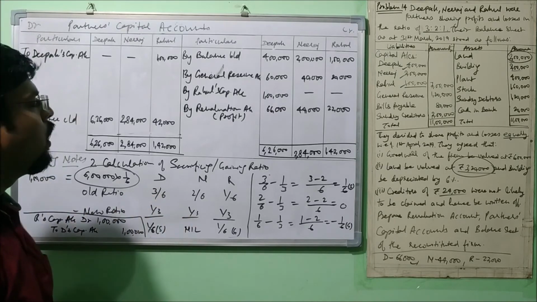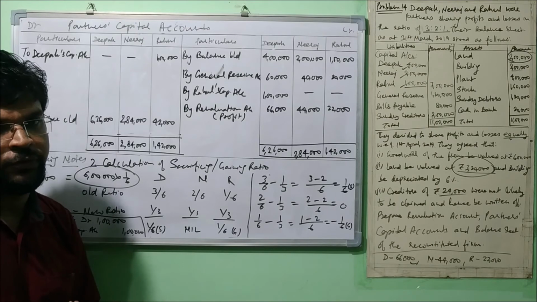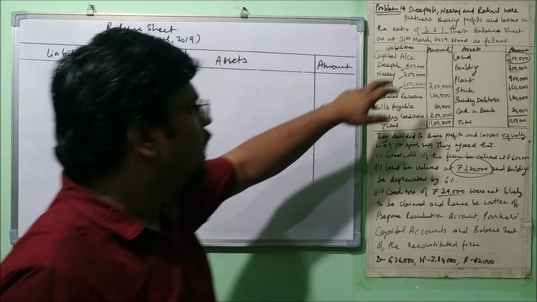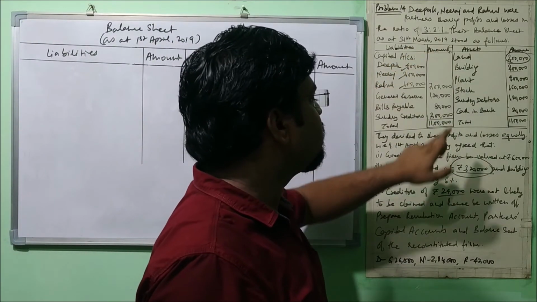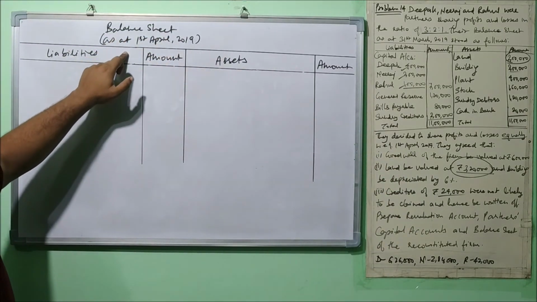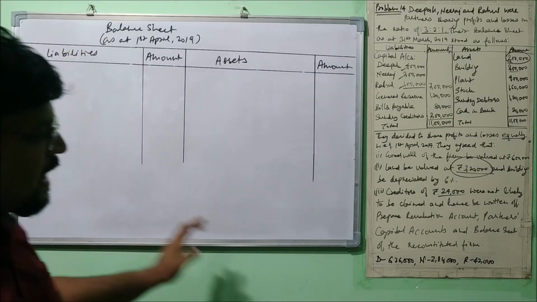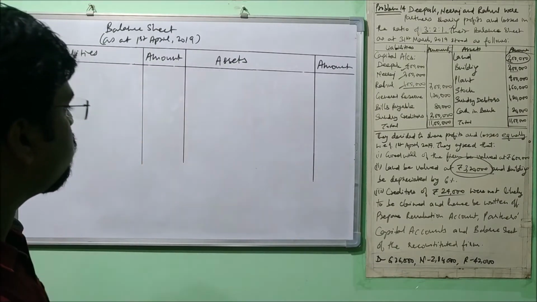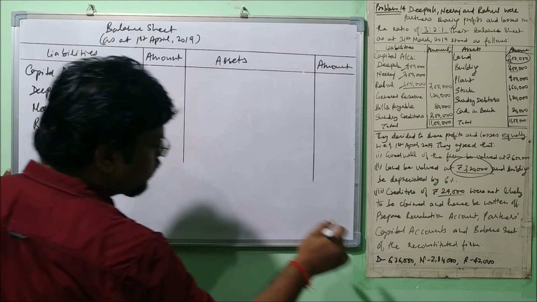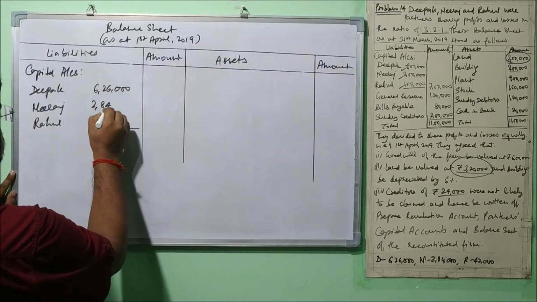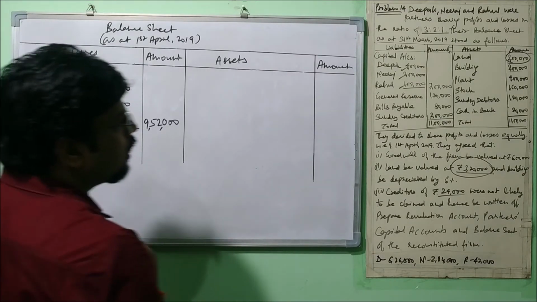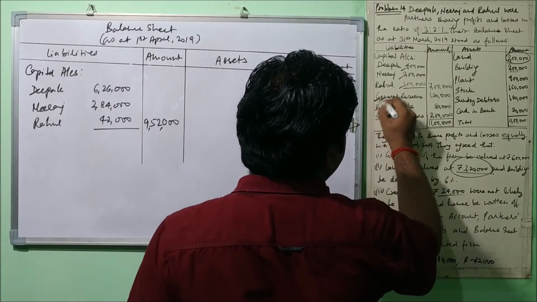Okay. So after all this, we are going to prepare the new balance sheet. Fine. So now let's prepare the balance sheet. Let's be focused about the date. The earlier balance sheet was at 31st March 2019 and they are changing their ratio with effect from 1st April 2019. So we'll prepare the balance sheet at this very date. Already I have written here the capital values. So let's do the entry. The new balances of capital are 6,26,000, 2,84,000 and 42,000. Let's make the total of that. That is 9,52,000.